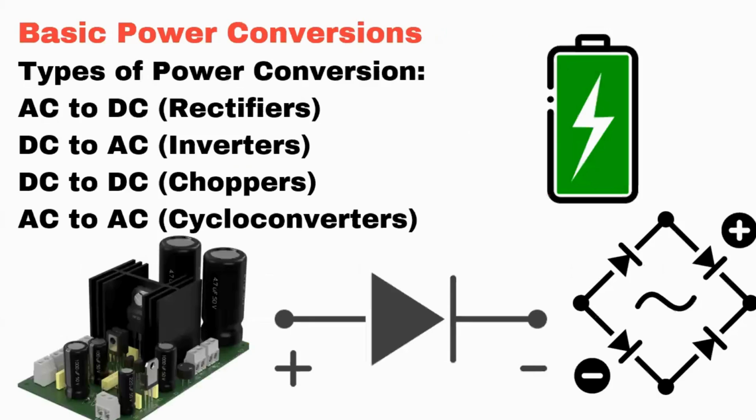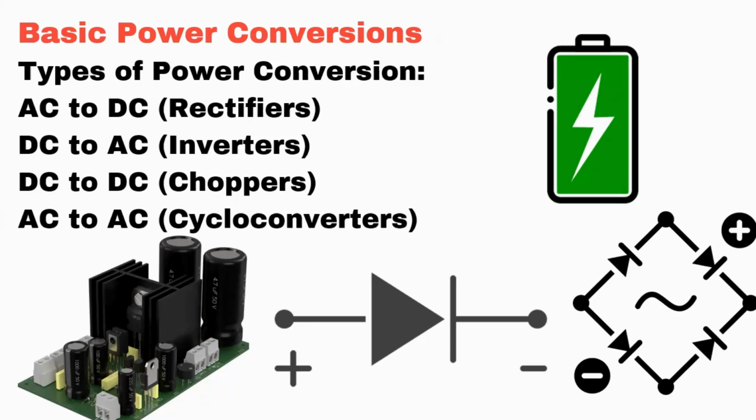Next slide. What are the basic power conversions? Again, the same thing. AC to DC, we call it rectification. DC to AC, we call it an inverter, right? And DC to DC, we call it a chopper. AC to AC, cycloconverter, but we don't usually study that more. So it is AC to DC, DC to AC, and DC to DC. Correct? These three are very important for us.